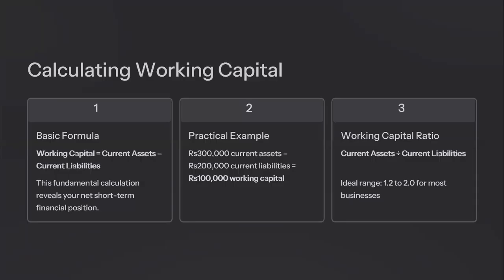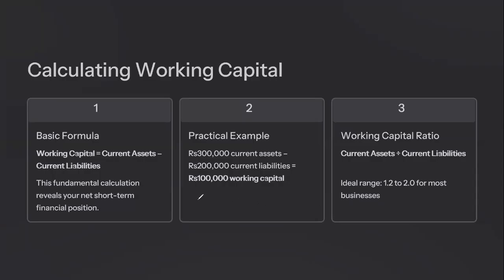Then what is the working capital ratio? The ratio of current assets to current liability is called the current ratio, and it is recognized as the ratio of working capital because here we compare how much current assets are available for financing current liability. So if current assets are 3 lakh divided by current liability 2 lakh, it means 3 divided by 2 is equal to 1.5.